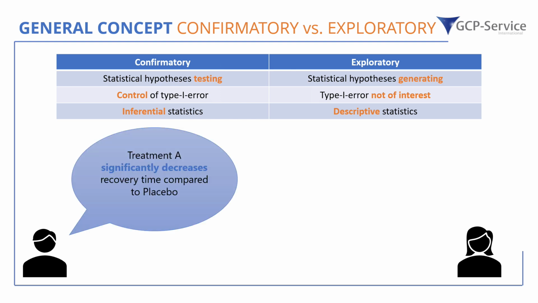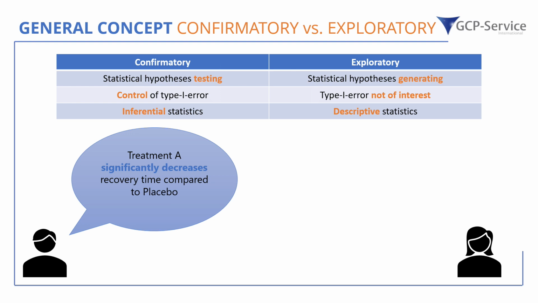And in a confirmatory trial, we would say something like that treatment A significantly decreased the recovery time compared to placebo. Just the result of the statistical test and nothing more. But the advantage is that we can conclude in a confirmatory setting on the target population.